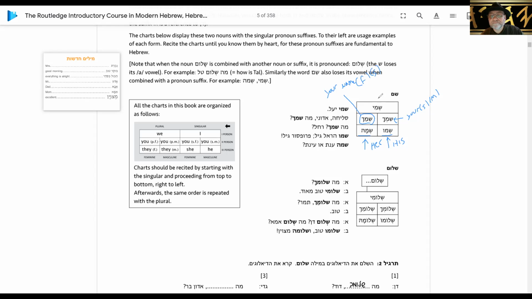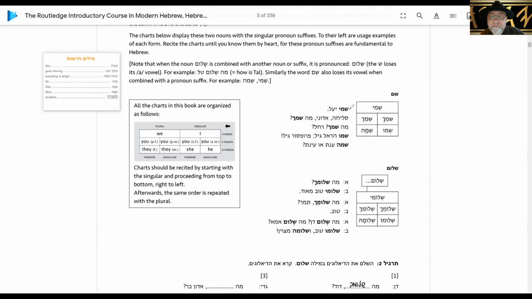Okay. Let's see what we're doing here. Clear that. But let's see what we got here. Actually, let's first go to this. All the charts in this book are organized as follows. You've got the singular: first person, second person, third person, then plural: you, they. Charts should be recited by starting with the singular and proceeding from the top to bottom, right to left. Okay, so right to left will be this way. And afterwards the same order is repeated with the plural. All right, so let's take a look at what we've got here.